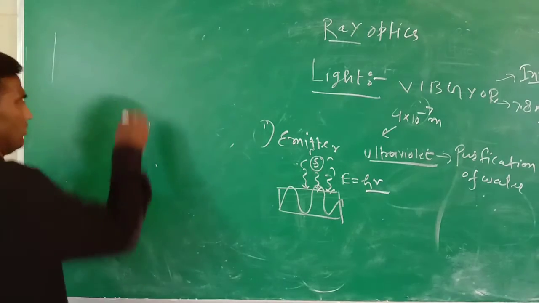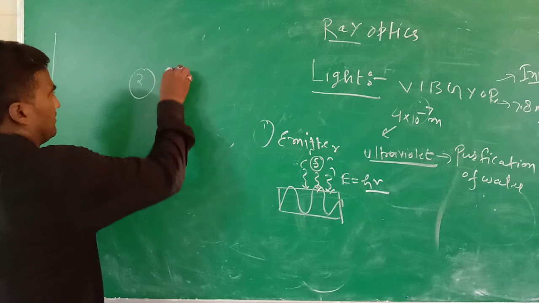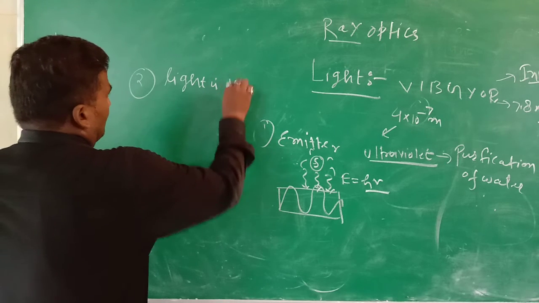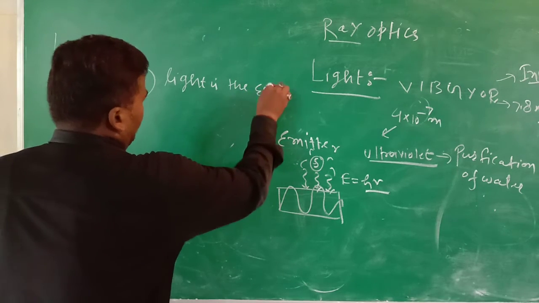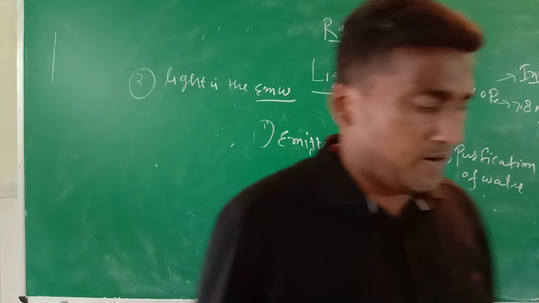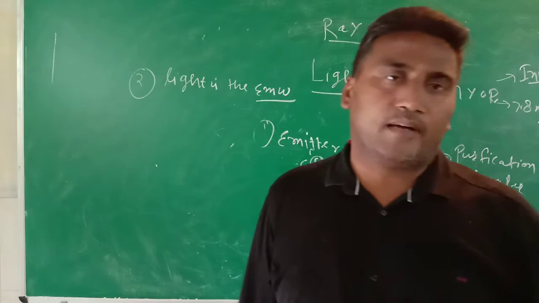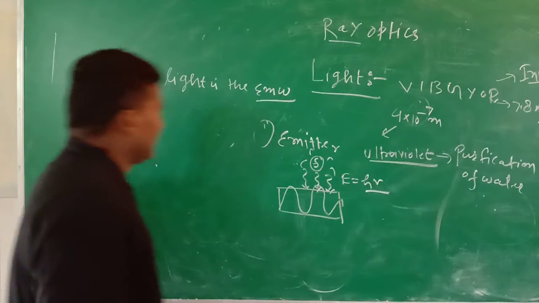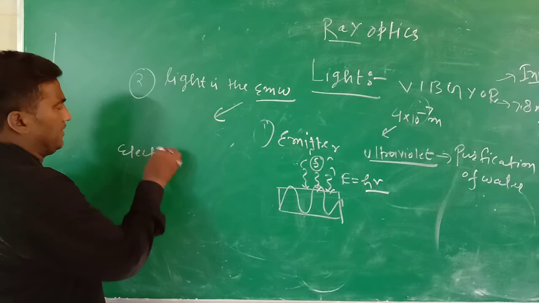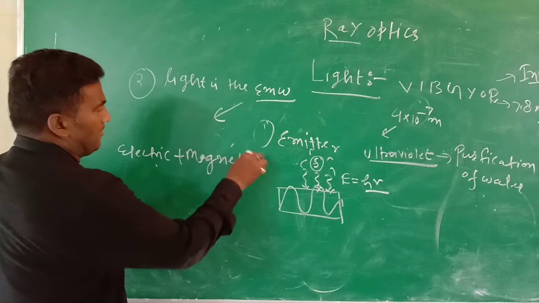Now we discuss the second topic. Light is an electromagnetic wave, EMW. What is an electromagnetic wave? This type of wave propagates in the presence of a medium and also in the absence of a medium. It also follows three properties: electric, magnetic, plus wave.